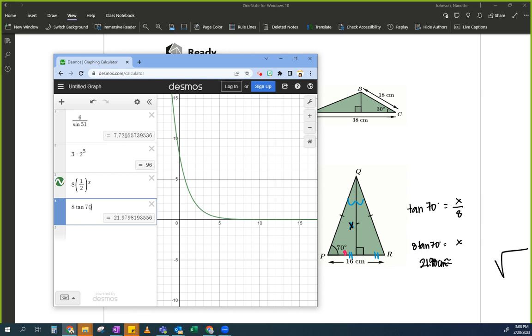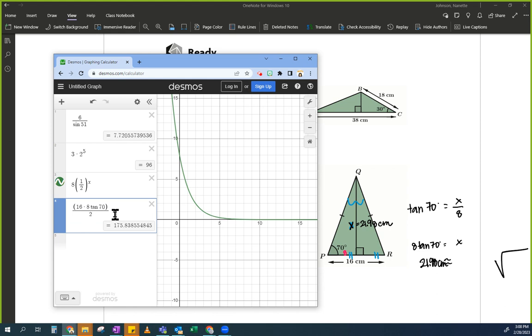People will mistakenly think they're done. And they're not, because you actually have to find the area. So that's going to be base times height divided by 2. So I'm going to go here because that's already my height. And I'm going to multiply this by my base, which is 16. And then I'm going to divide this whole thing by 2. And there's my answer. 100.